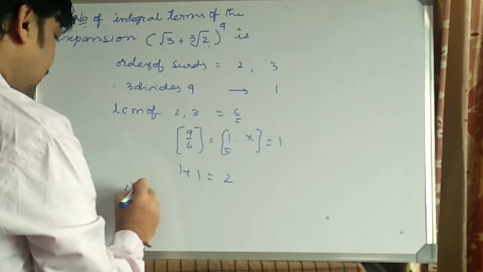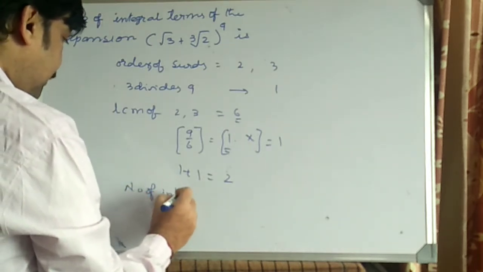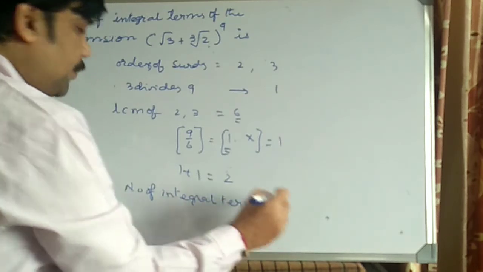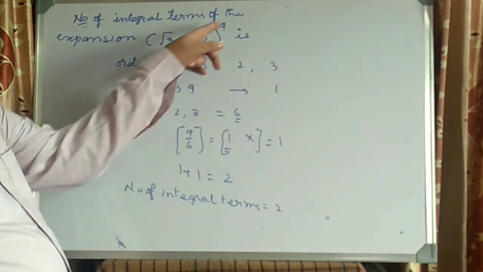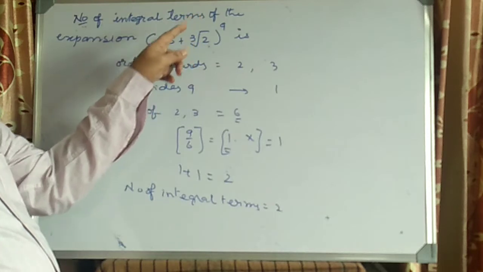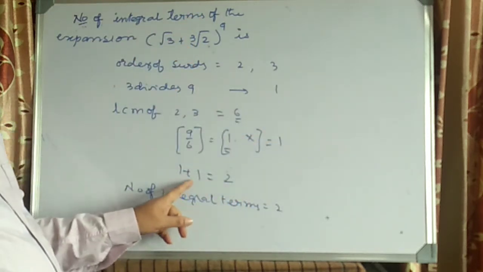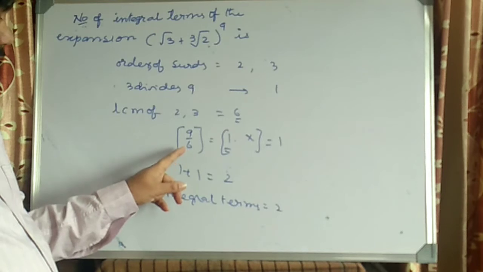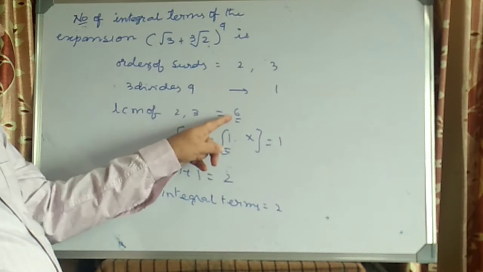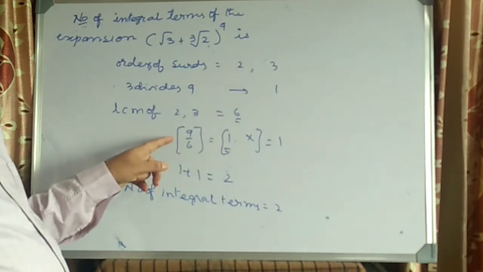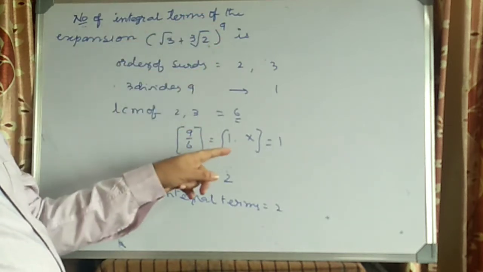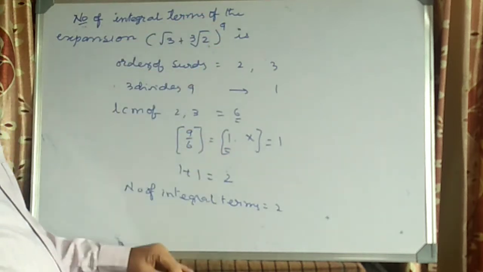So the number of integral terms will be 2. But if none of the orders of the surds divides the total power, then we do not add this 1. So the greatest integer of the total power divided by the LCM of the orders is your answer. But if at least one of them divides, then you are supposed to add 1 to get the number of integral terms.